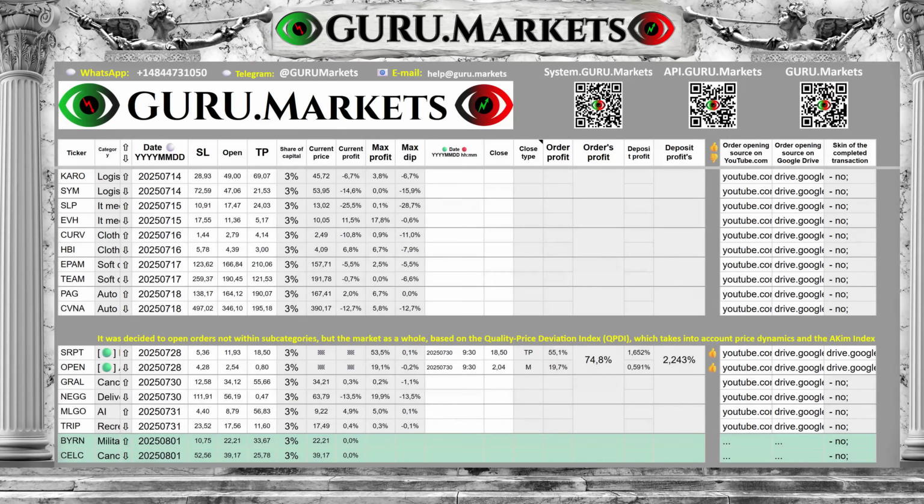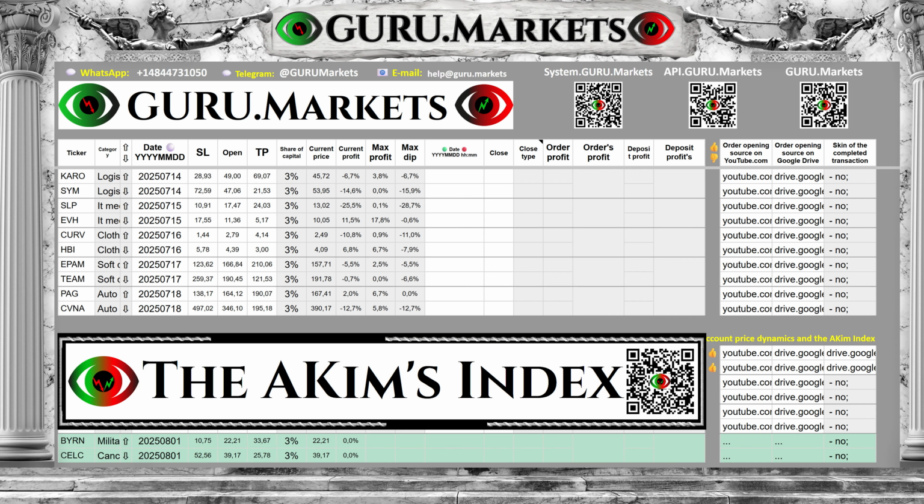As a result of the assessment of Celcuity Incorporated by the information system for stock evaluation Guru Markets, a decision has been made. Open a trade on the decline at $39.17 per share. The deal is open because the company has a fairly poor valuation and price trend. The company's assessment is made using the assessment criteria, the Akeem's Index.